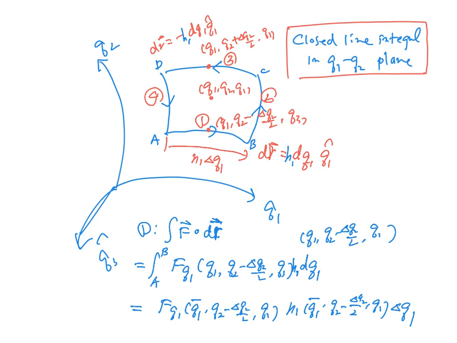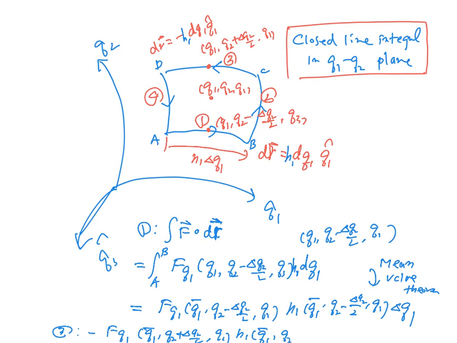And likewise, 3 becomes, using the mean value theorem, minus F_Q1 at Q1 bar, Q2 plus delta Q2 over 2, Q3, times H1 at Q1 bar, Q2 plus delta Q2 over 2, Q3, times delta Q1. So 1 plus 3.